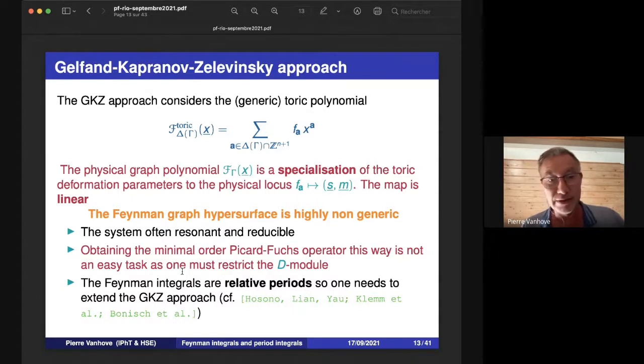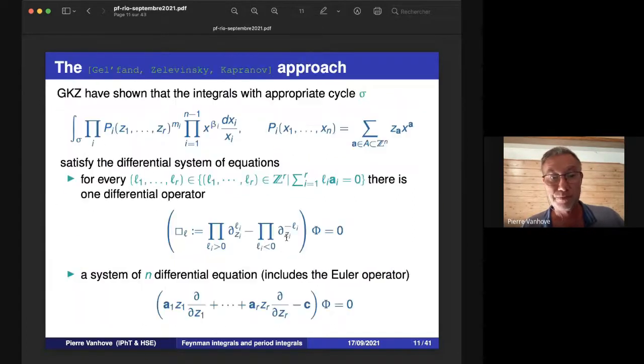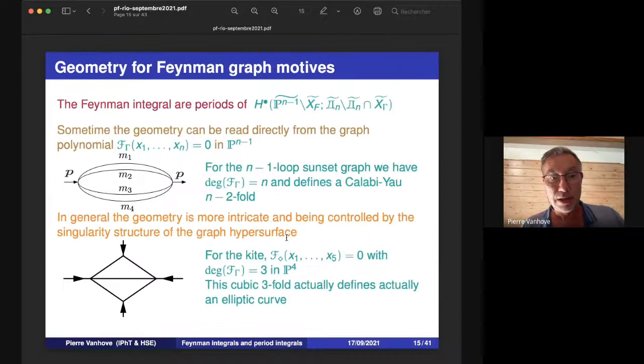So the question is: how do I find this object? I call it the motif, but how do I find the variation of the mixed Hodge structure? How do I then understand each piece, including extensions? And how do I understand these differential equations?